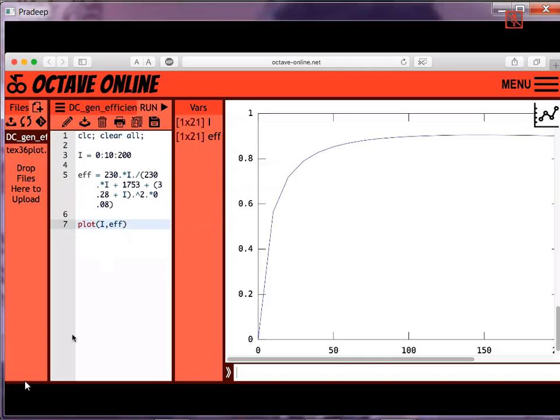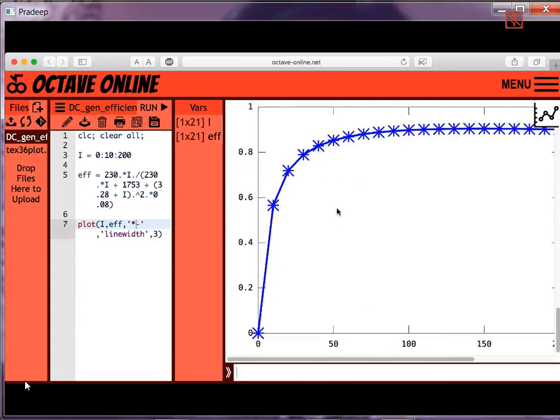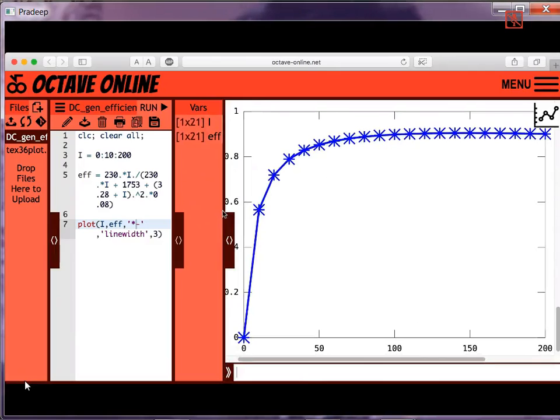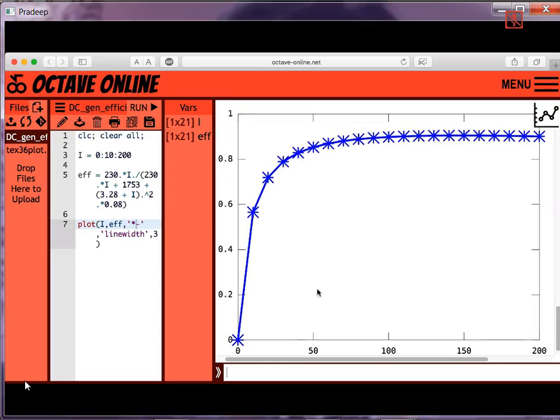So let me improve the plot. How to improve the plot? I'll just give star and dash, and then I'm defining the higher line width. So here you can see how the efficiency is changing. The x-axis is the load current and the y-axis is the efficiency.